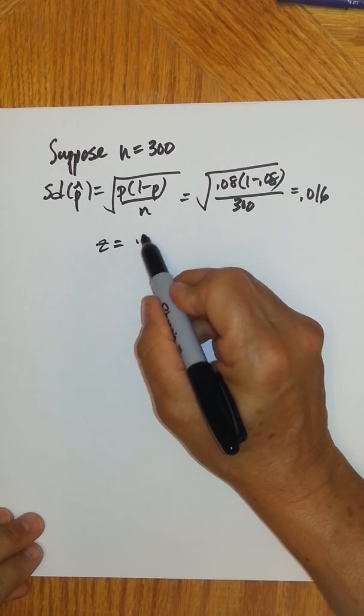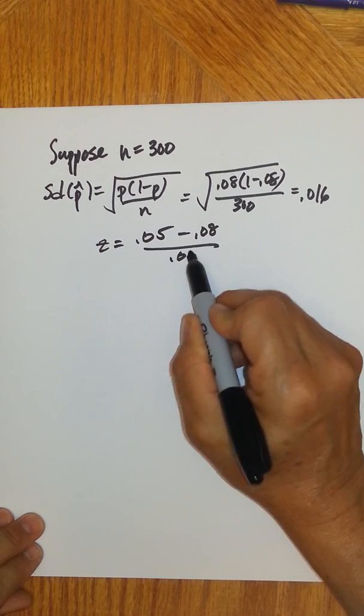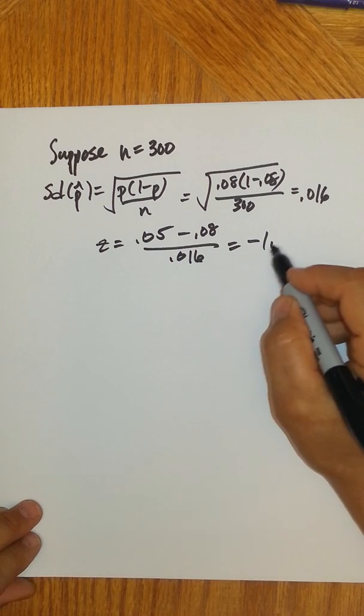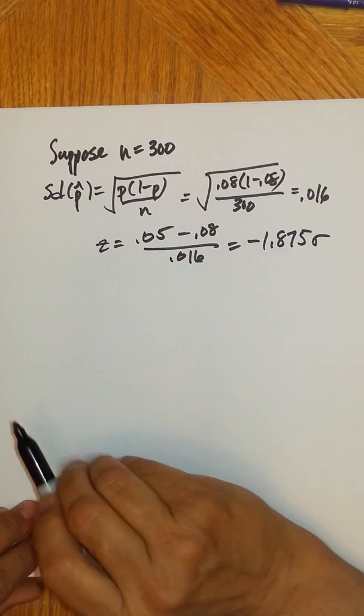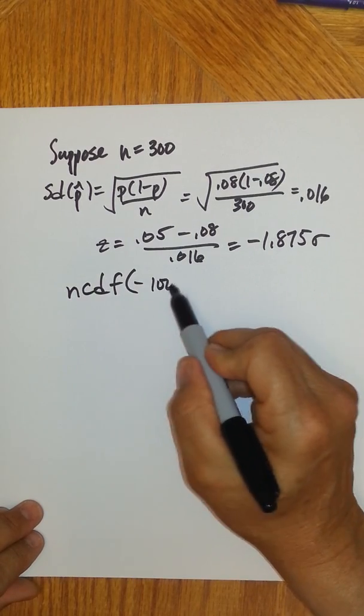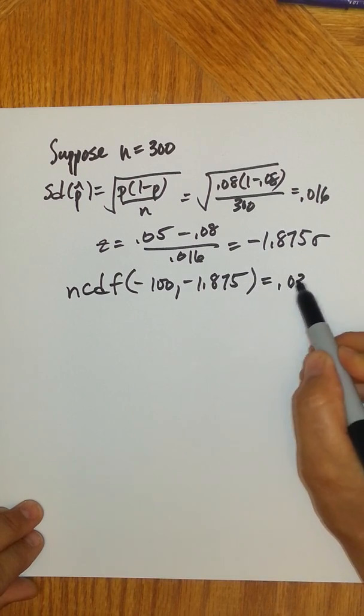Now, I want to recalculate the z-score. And so I'm going to ask how far is a sample of 5% from 8%, but now standardized by the new standard deviation, and that's going to be 1.875 standard deviations from the mean. And again, we're going to recalculate the probability of getting that. And you're going to get 3%.